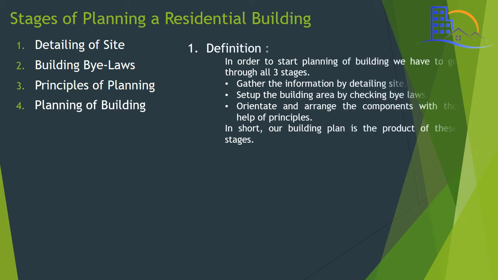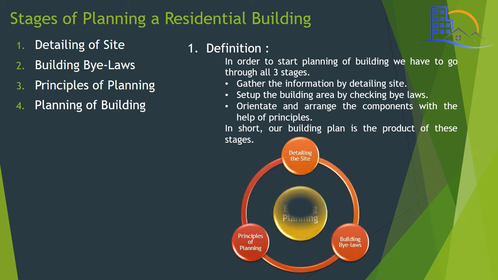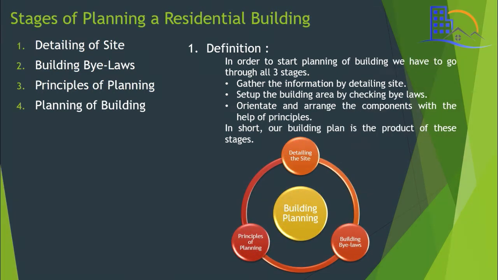In order to start planning of a building, we have to go through all three stages: gather the information by detailing the site, set up the building area by checking bylaws, and orient and arrange the components with the help of principles. In short, our building plan is the product of these stages.